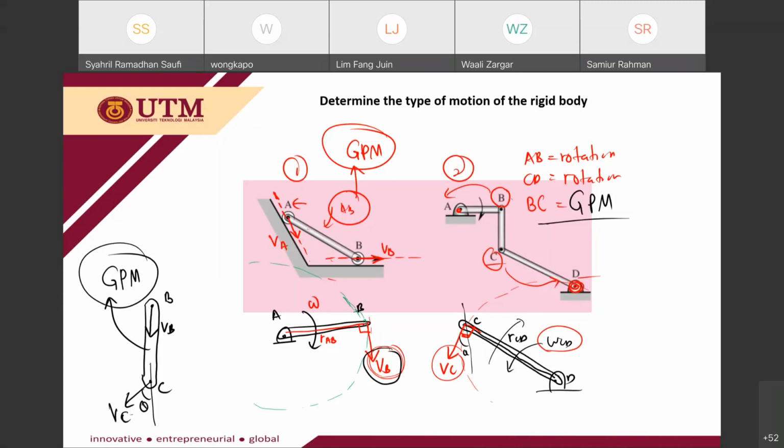Okay, so for member BC it is general plane motion. Let's say you want to assume that omega CD is outward. Then your VC is outward. So it's not an issue. So this will be your VC. Okay, you still notice that VC and VB are not parallel. Okay, it's a different direction. Okay, any question so far?